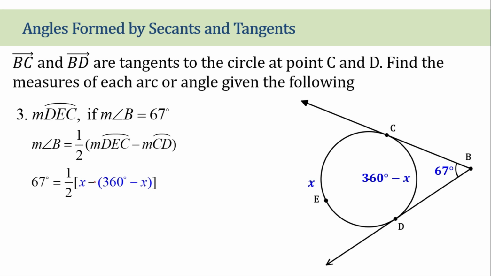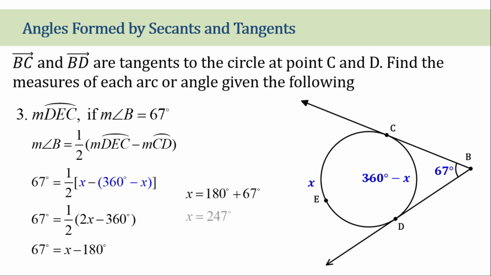Remember, if we subtract this expression, the negative sign will be distributed. So that gives us 2x minus 360. Now again, this is divisible by 2. You can multiply this and we could get this as our equation. Now, let's add 180 on both sides. Therefore, x is equal to 247.